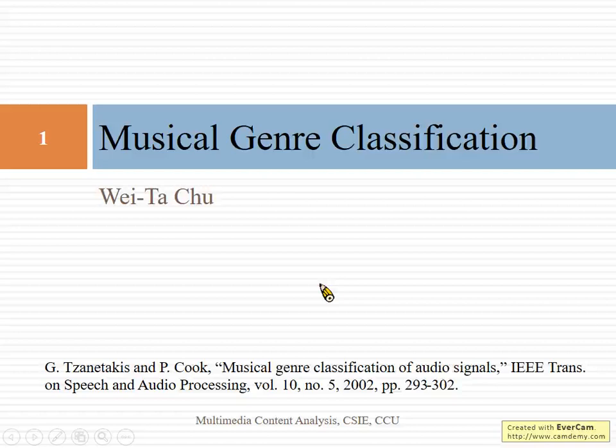In this lecture, we will introduce a very famous work called Musical Genre Classification. This is one of the most fundamental and the most typical work published to do music information retrieval or music analysis. And this paper was published in year 2002 in IEEE Transactions on Speech and Audio Processing.